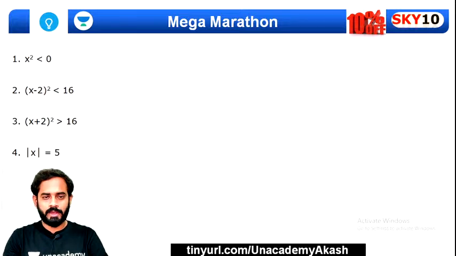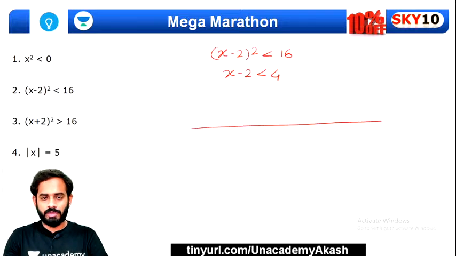x minus 2 whole square is less than 16. One obvious solution you will get, when you take the square root of it, is x minus 2 is less than 4. But when you take the square root, just remember one thing. Let's say this is 0, this is 4, and this is minus 4. From here you got one area. Which area you got? From x minus 2 less than 4, you got this area, right?